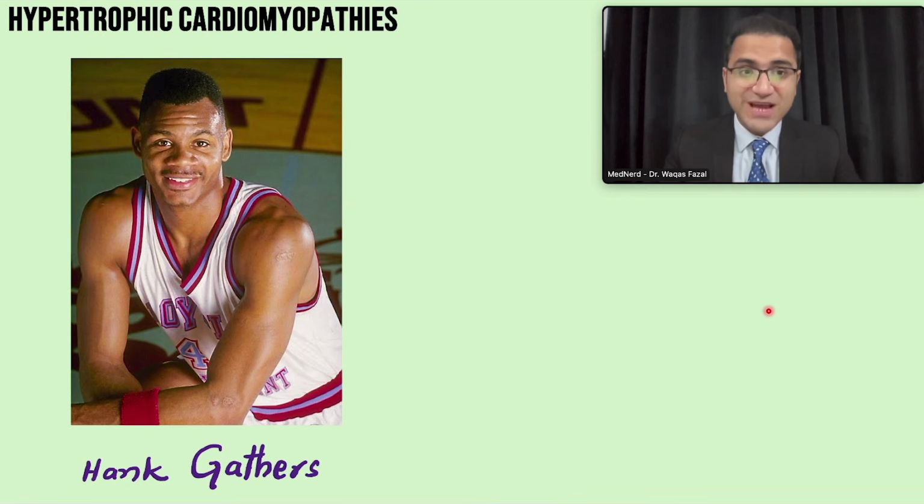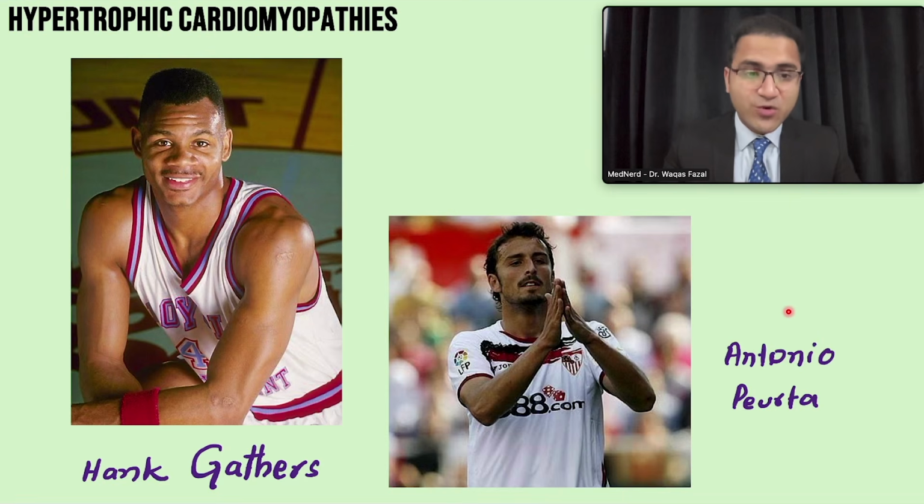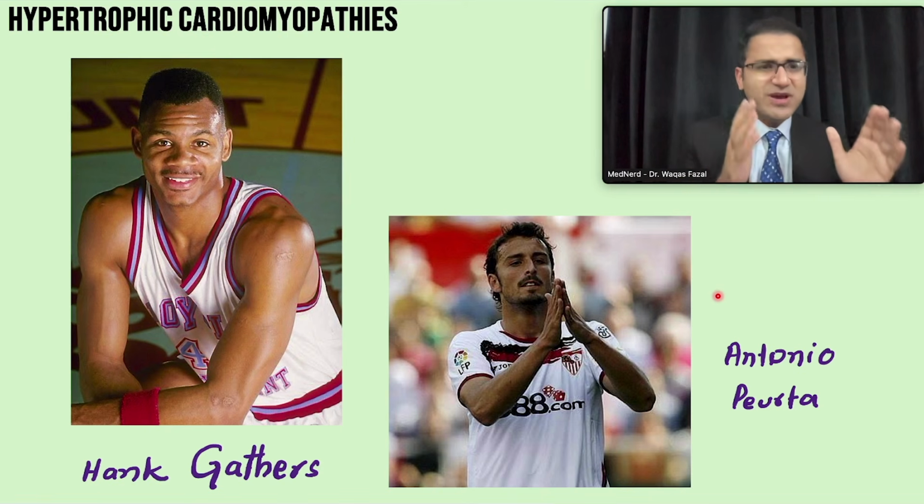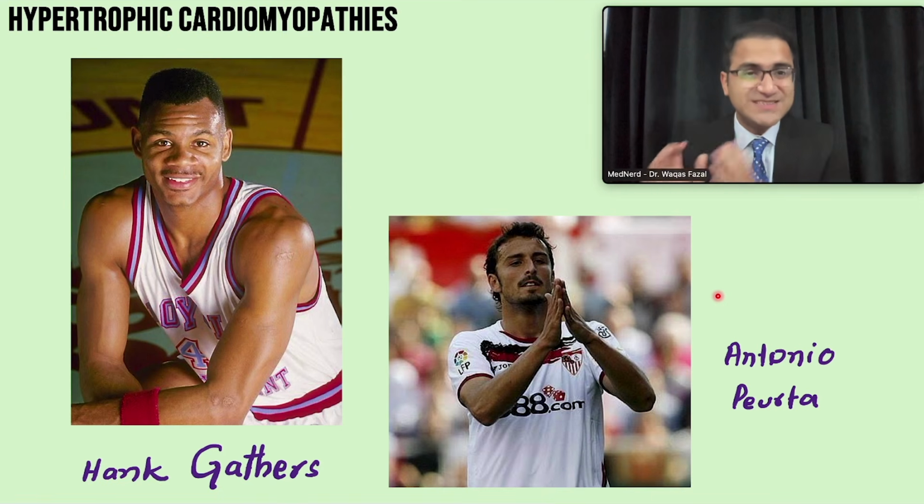Later on, he was diagnosed as having hypertrophic cardiomyopathy. Another player, Antonio Puerta, was playing La Liga when he developed a cardiac arrest due to hypertrophic cardiomyopathy. These patients are totally asymptomatic before that, they are athletes and they are doing very well, and all of a sudden they develop cardiac arrest and they die. This is a presentation of hypertrophic cardiomyopathy.